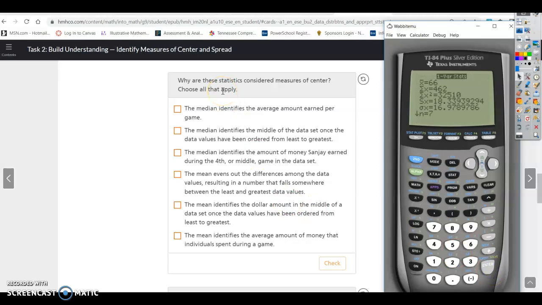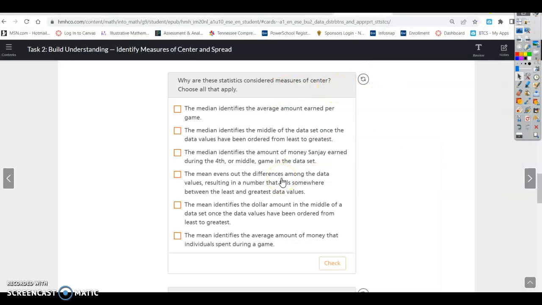All right, it says, why are these statistics considered measures of center? Choose all that apply. All right, the median identifies the average amount earned per game. The median identifies the middle of the data set once the data values have been ordered from least to greatest. Okay, so the median is the middle when they're ordered from least to greatest. So that one's true.